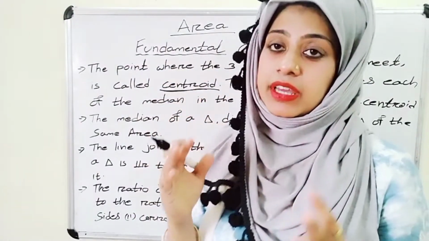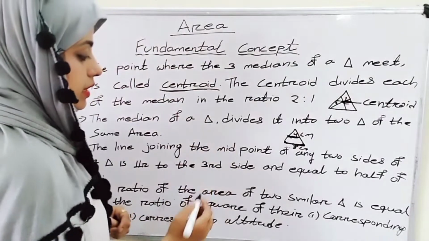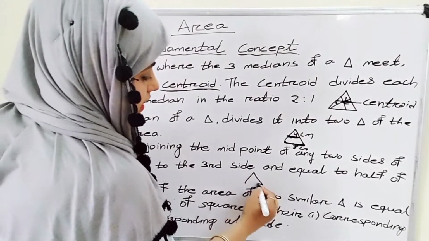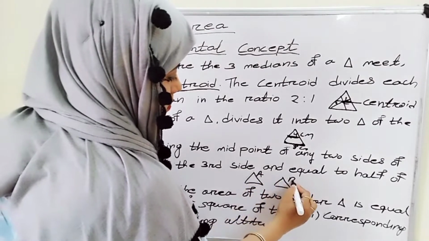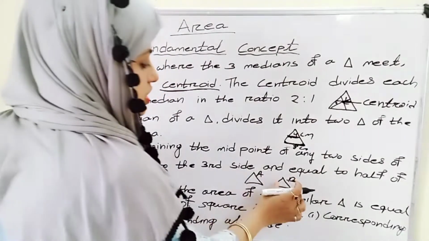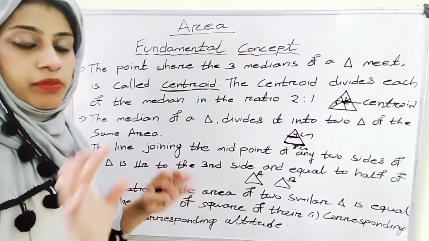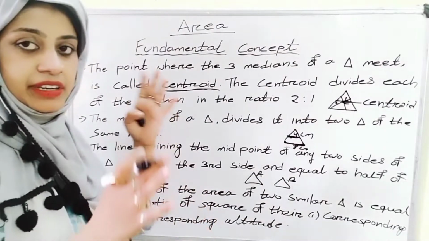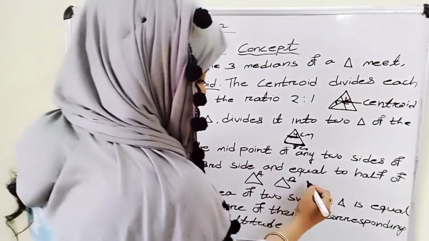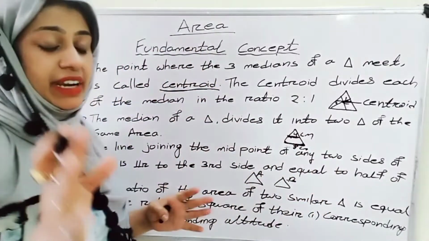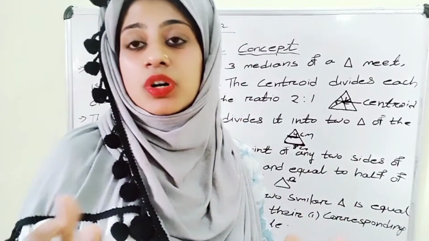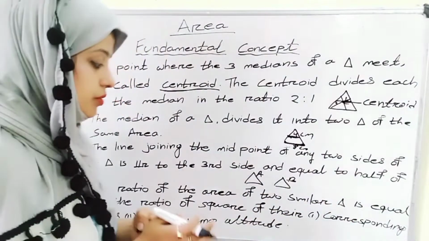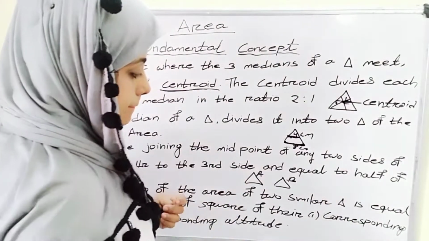Let's see. Suppose this is triangle A and this is triangle B. These two triangles are similar. You have already proved that by the criteria. If you don't know the criteria, comment and I will give you a video on that topic. Okay, so A and B, understand?